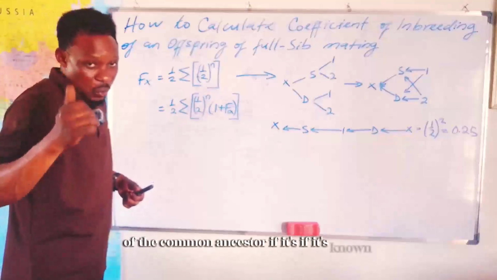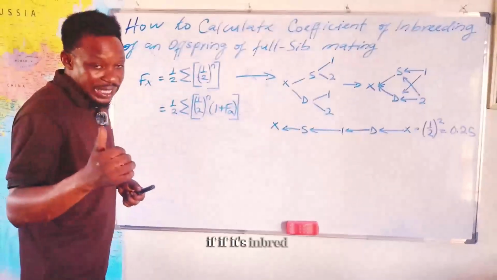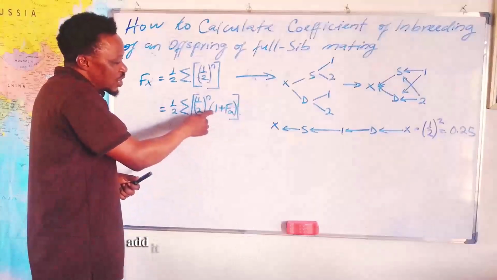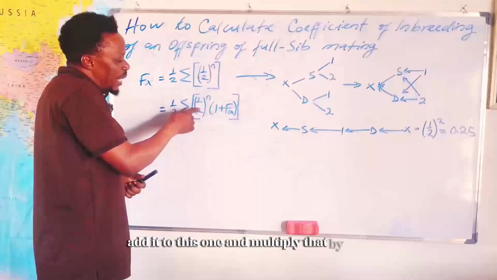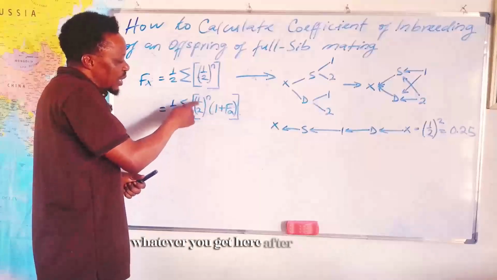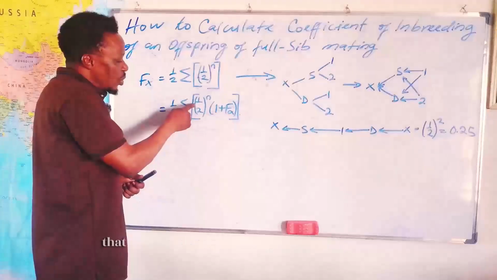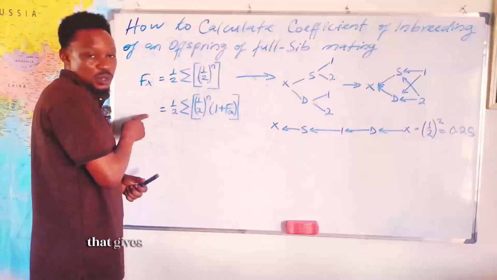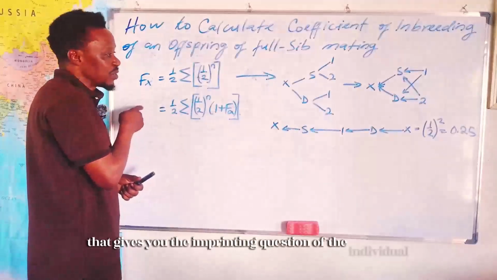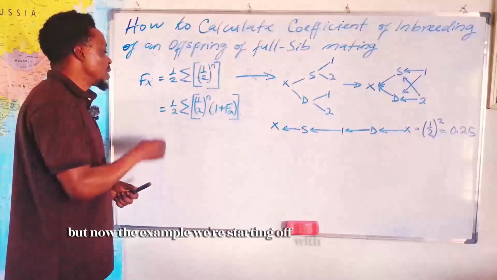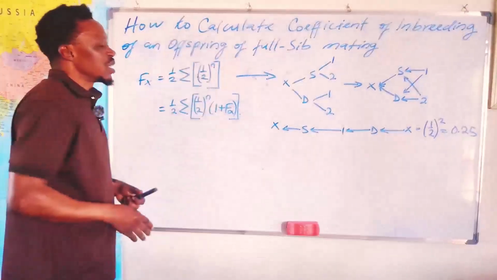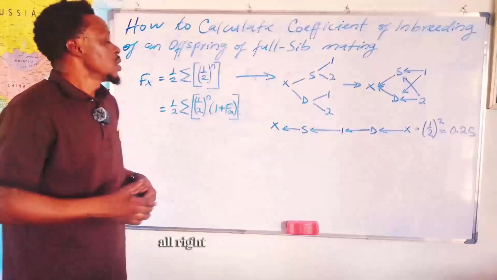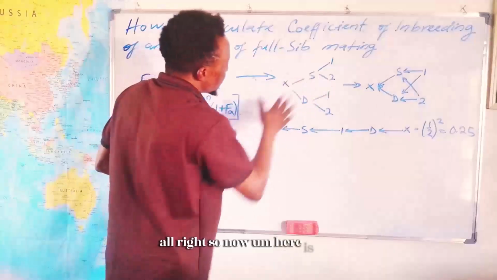If the common ancestor is inbred, then you impute that here, add it to 1, and multiply that by this, whatever you get after raising half to the number of pathways that connect the parent to that common ancestor. And then you multiply that against half. That gives you the inbreeding coefficient of the individual. But the example we're starting off with assumes that the common ancestor is not inbred.